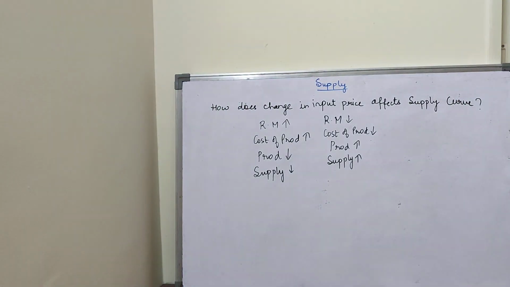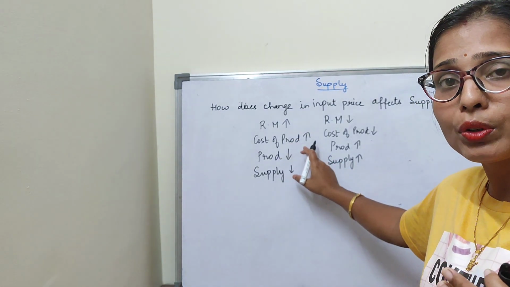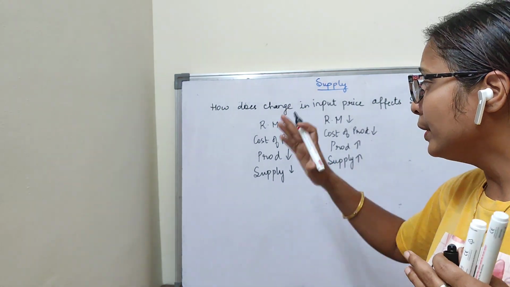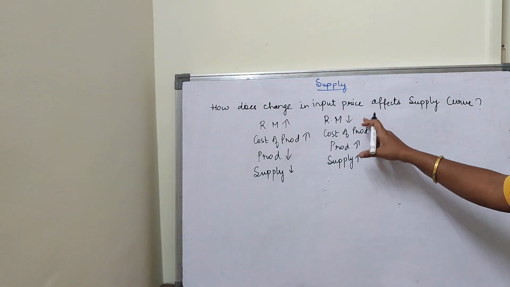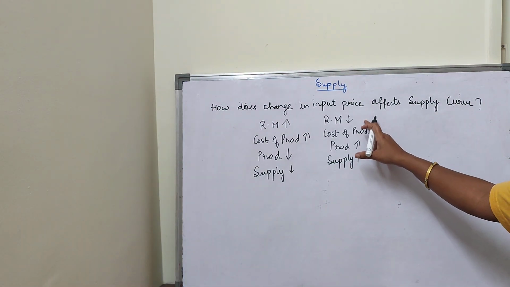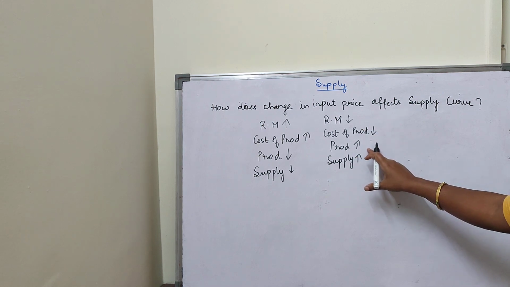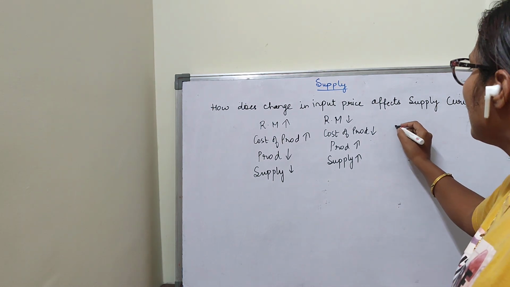Now understand? When the price of raw material increases, cost of production increases. When cost of production increases, the producer will reduce the production, which leads to a reduction in supply. Vice versa, when the price of raw material is reducing, cost of production falls, production will increase and supply will also thereby increase. Now if you see the diagram here.